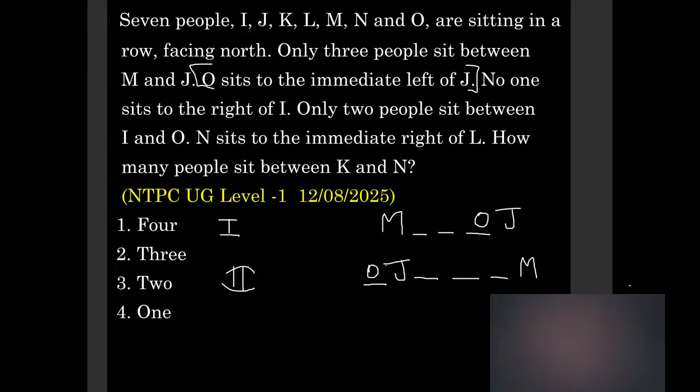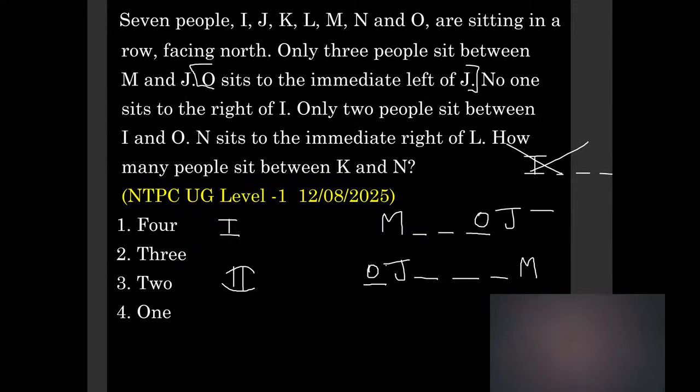Okay, only two people sit between I and O. Next, no one sits to the right of I. So no one sits to the right of I means I is at the right end, because after I, no one is sitting. So I should be placed at the right end.